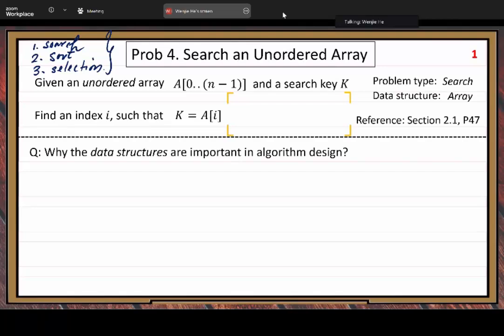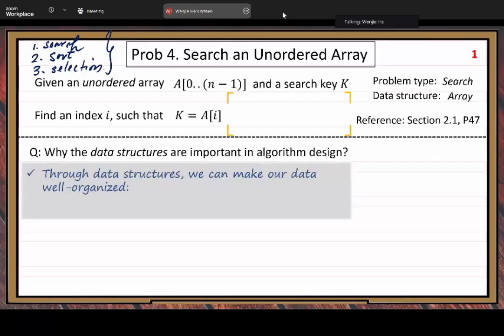Why are data structures important in algorithm design? At this point, after we have learned several classes, we should have some idea. Through data structures, we can make our data well organized. We know it's important to organize our data in a special way, so that we can take advantage of the special properties of our data. That is important.